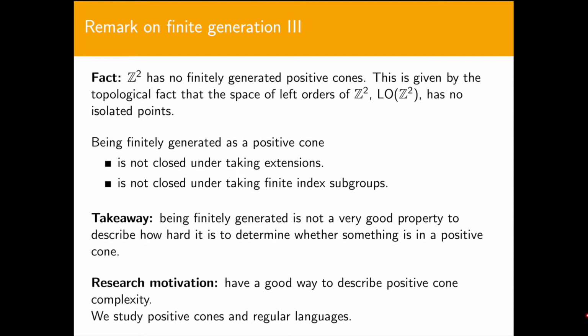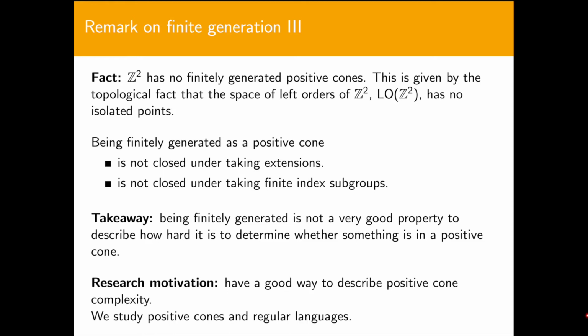So being finitely generated is not closed under picking extensions, as we saw with Z squared as Z cross Z, and it's not closed under picking finite index subgroups, as we saw with Z squared being a subgroup of index 2 in the Klein-Bottle group. So the takeaway is that being finitely generated is not a very good property to describe how hard it is to determine whether something is in a positive cone.